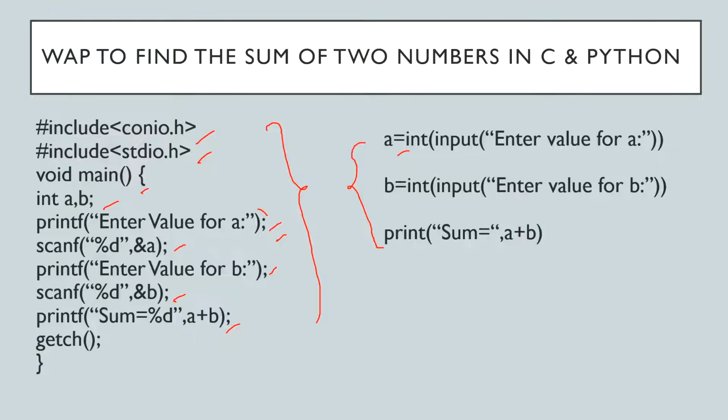Now input and that message, enter value for a, we can do in the same line. Okay, a, b, and here is the print statement. Here we don't need to write any getch, and we don't need to import header files for simple programs. So let's see this one in the Turbo C compiler as well as in Python.